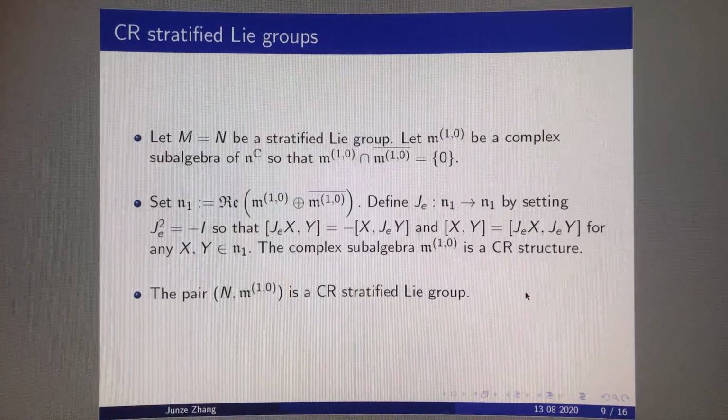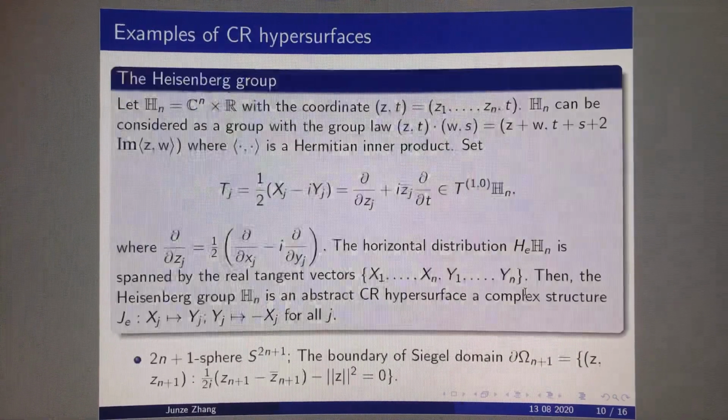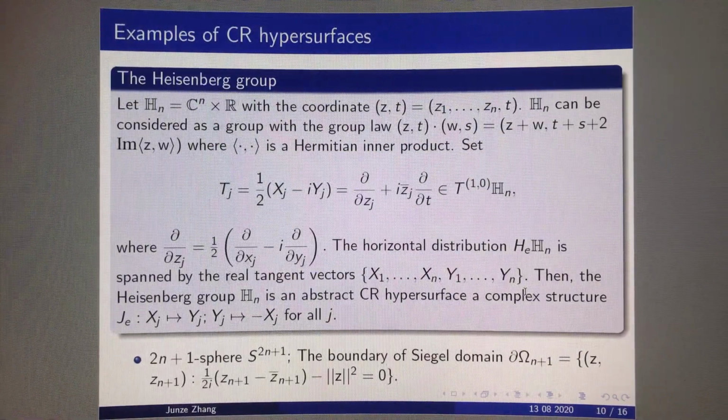and then a real stratified Lie group with this CR structure is called a CR stratified Lie group. With this definition, we will see some particular examples. The first one is called the Heisenberg group. We can identify this Heisenberg group as a real Euclidean space R2n+1, with coordinates (z, t), where z belongs to Cn and t is just a real number.